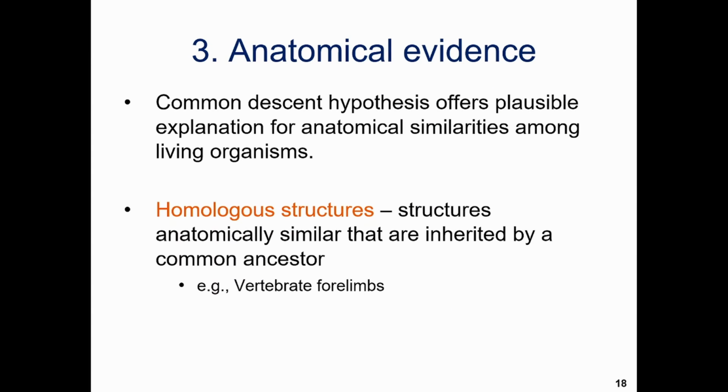Our third one is anatomical evidence. The common descent hypothesis offers a plausible explanation of why we see anatomical similarities among living organisms. And one of those primary pieces of evidence is the homologous structure. These are structures that are anatomically similar, that are inherited from a common ancestor. So for example, vertebrate forelimbs, the arms, so to speak, of vertebrates.